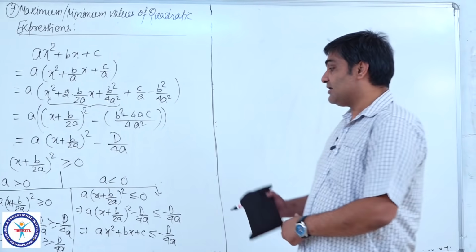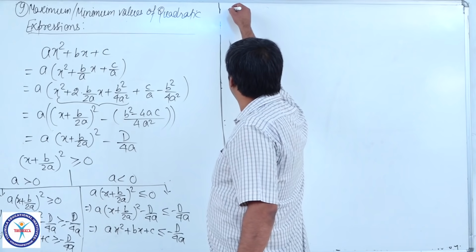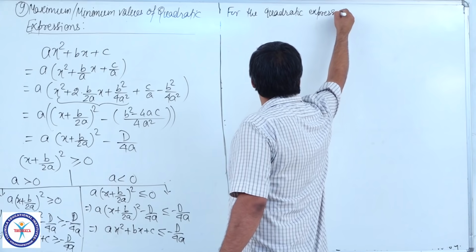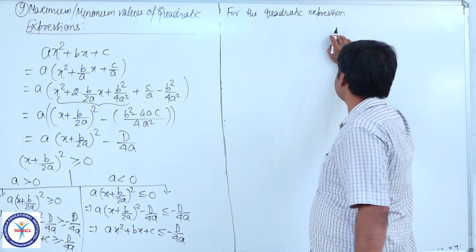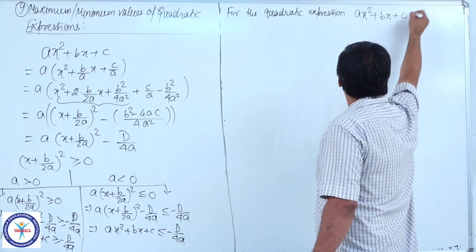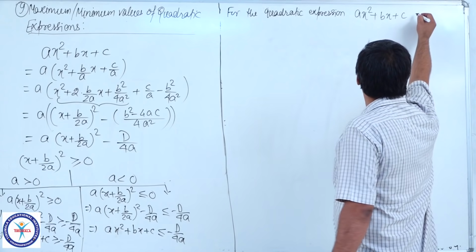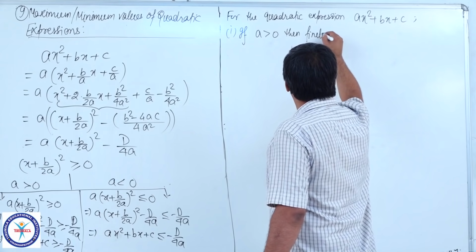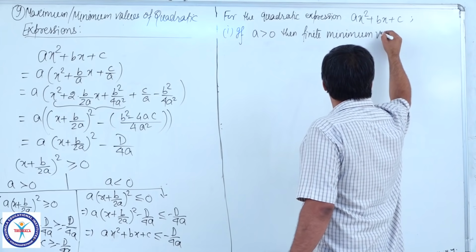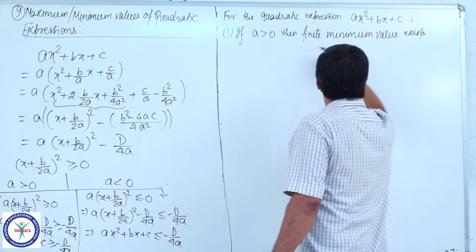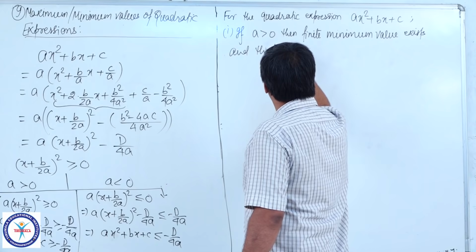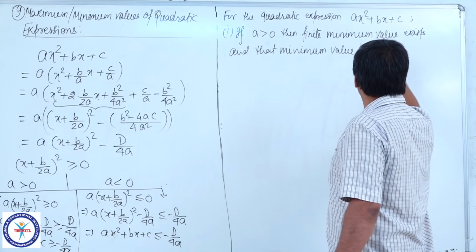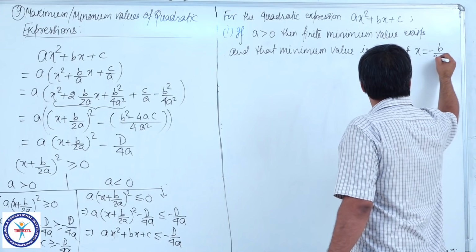Minus D by 4a is the maximum value. So, for the quadratic expression ax square plus bx plus c, first, if a is greater than 0, then a finite minimum value exists, and that minimum value is minus D by 4a at x equal to minus b by 2a.